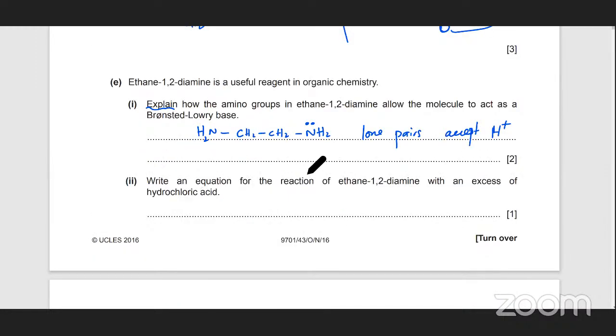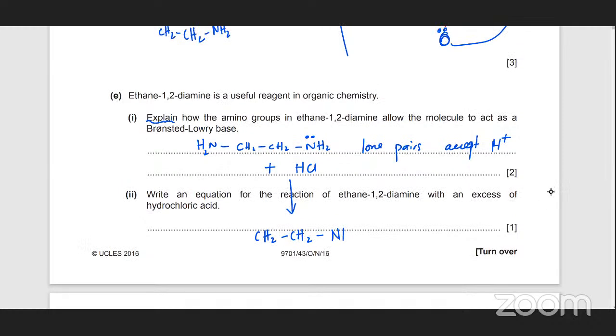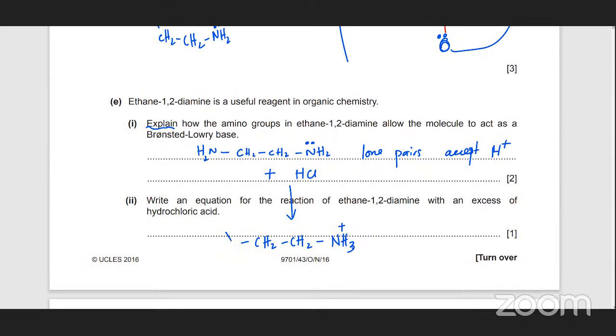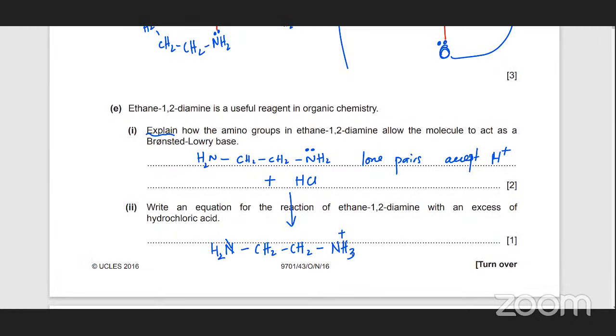I said next is write an equation for the reaction of this with an excess of hydrochloric acid. So now you're going to write an equation. What you're going to write is that HCl reacts with it, and you can have CH2, and the N lone pair would accept H+, so there's going to be NH2, and a Cl- would be attached as well, or you can simply ignore the Cl-.